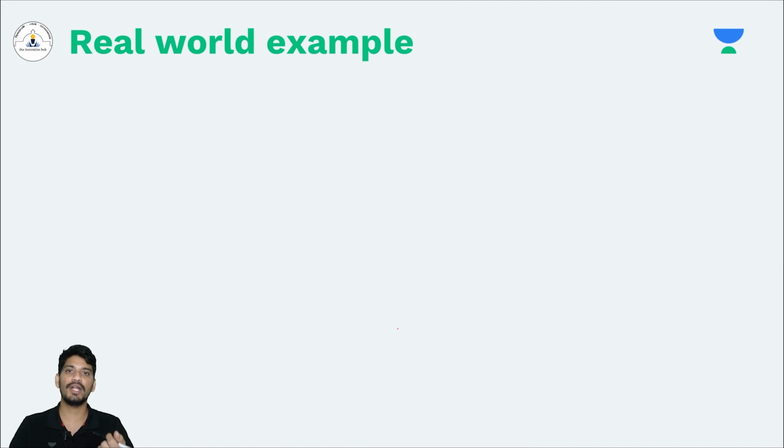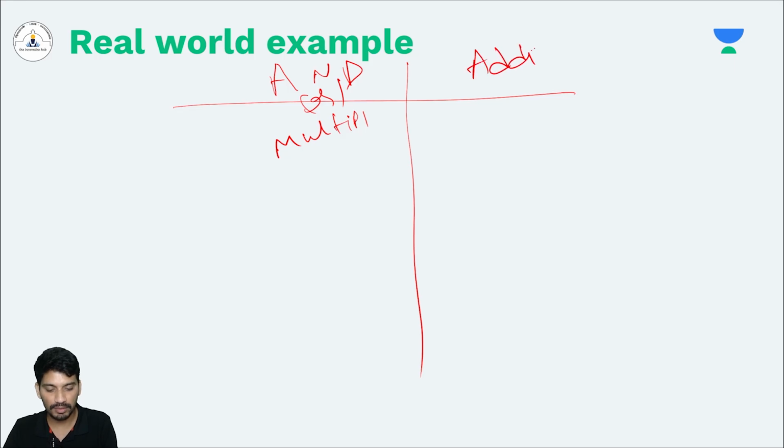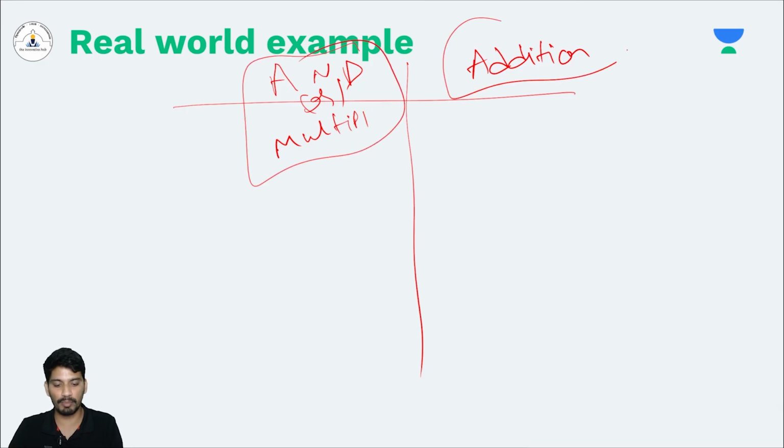Let's take a real world example. I have explained till now only two operations. One is AND or multiplication operation, and the other is addition operation. What can we do with these two operations? You think these are very basic operations, but these are very crucial operations. You can implement anything with these two operations.